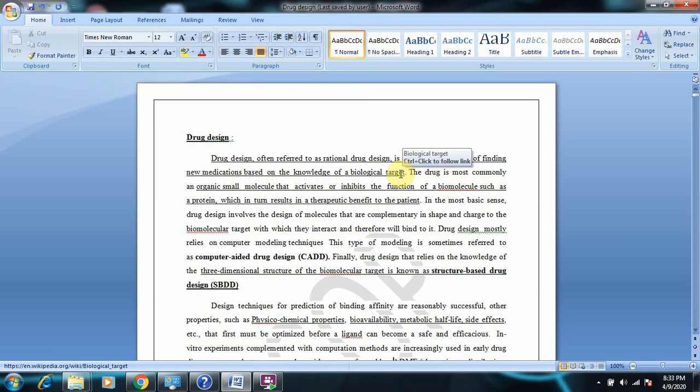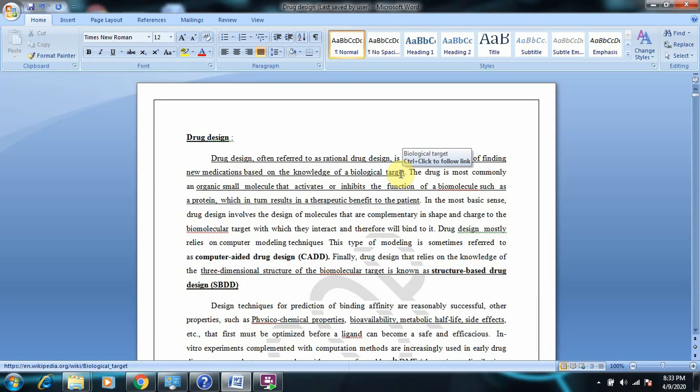What is an active site? Active site is nothing but a region of the protein where the drug goes and actually binds, and after binding it may show its effect like activation or inhibition. Moving ahead, we say that drug design mostly relies on computer modeling techniques. So what we are doing in drug design is we are using computer simulation studies, that is nothing but computer aided drug design, CADD.